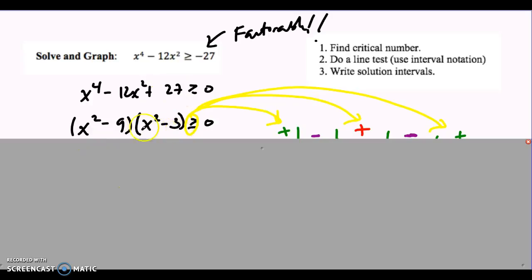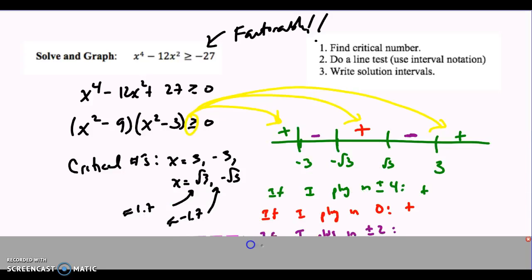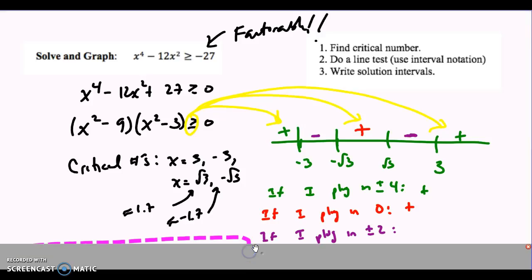Once you get this in factored form, you get a plus 3, a minus 3 from this first factor here. We get a plus square root 3 and a minus square root 3 from the right factor. Now, after that, it's just a lot of plugging in numbers. So I had multiple intervals to test here. I had to plug a number in on the left side of -3. I also had to plug in a number on the right side of 3.